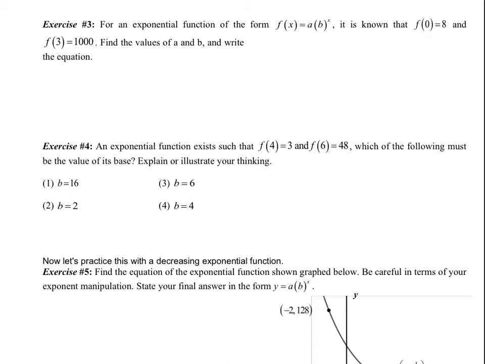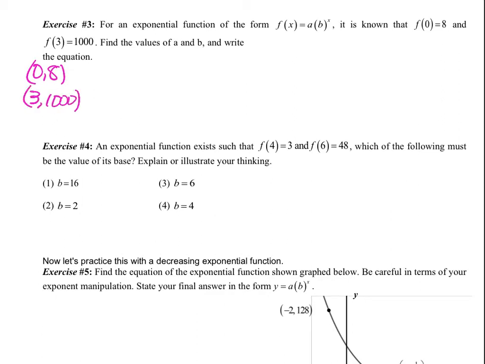On the next page, exercise 3. For an exponential function of the form f of x equals ab to the x, notice how they keep flipping between f of x and y. They mean the same thing. It is known that f of 0 equals 8 and f of 3 equals 1,000. Find the values of a and b and write the equation. This is exactly the same as exercise 2. They just wrote the points differently, but it's the same. So the points that I'm given are 0, 8, and 3, 1,000.